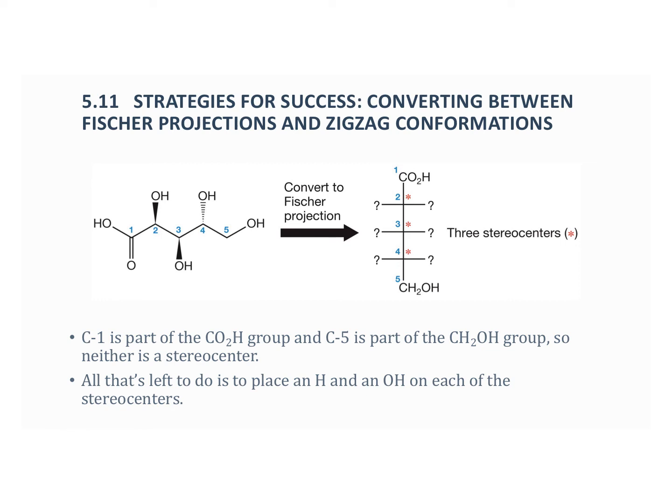here is one of the things that you need to be aware of, is that sometimes you are going to have to convert between the Fischer projection and a zigzag conformation. So this is our zigzag conformation, and we can convert to a Fischer projection. And so some of the things that you need to think about, right, is you can see, okay, here's our chain of carbons, and we have numbers here, 1, 2, 3, 4, 5, but we have 3 stereocenters. And so the question is, well, on which side does the OH go and the OH go over here?